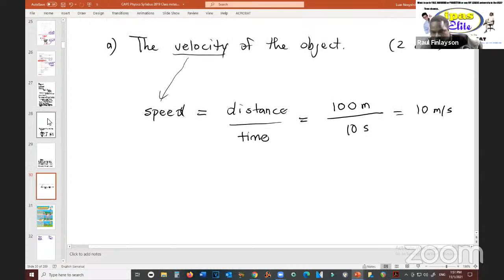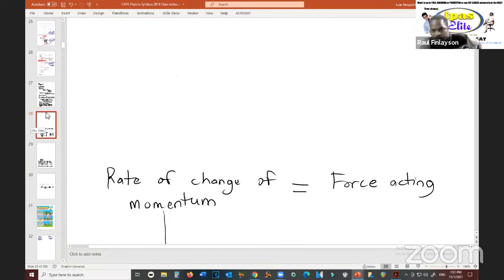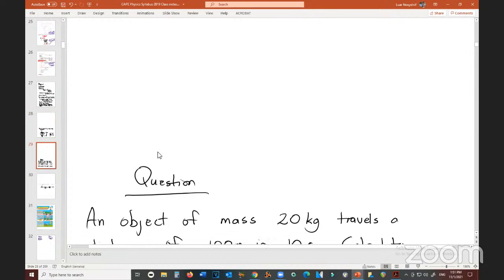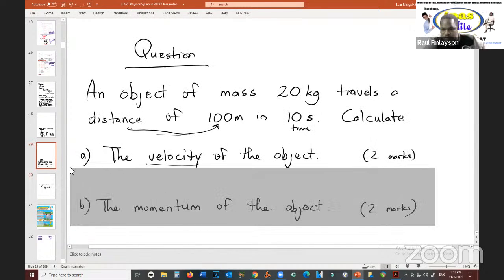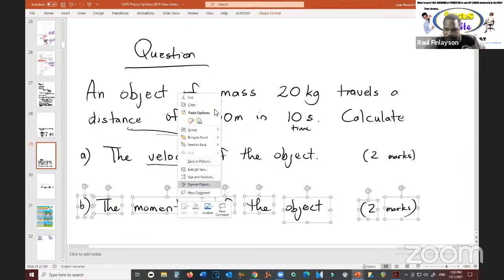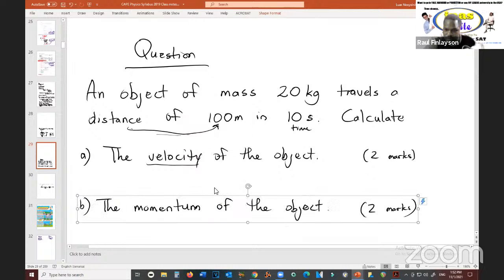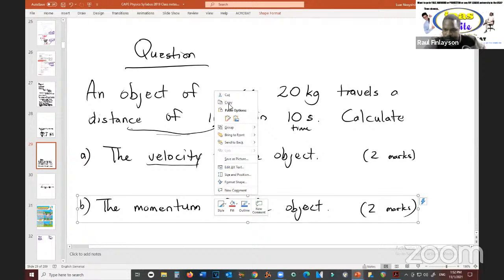All right. Now for B, let's go back to that question. B asks for the momentum of the object. Again, let's group it together and put it on another page.